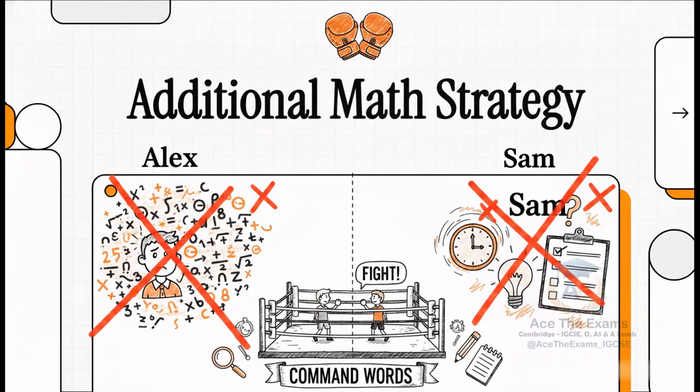Sam's problem is different. Sam sees the clock ticking, panics, rushes through the calculations, and completely misses the specific command word requirements in the question. Today, we are going to look closely at these two flawed approaches. We'll see the red pen marks all over their papers, and we are going to transform those mistakes into perfect, top-tier, green checkmark responses. Float like a concept, sting like evidence. Let's dive in and build your ultimate combination.